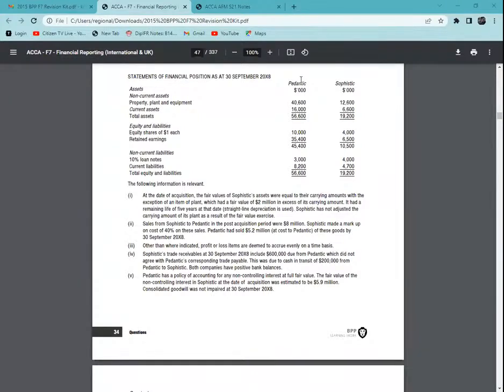So 2 million will be 2,000. You're told, I'm repeating again, that at the date of acquisition, the fair values of Sophistic's assets were equal to their carrying amounts, with the exception of an item of plant, which had a fair value of 2,000 in excess of its carrying amount.